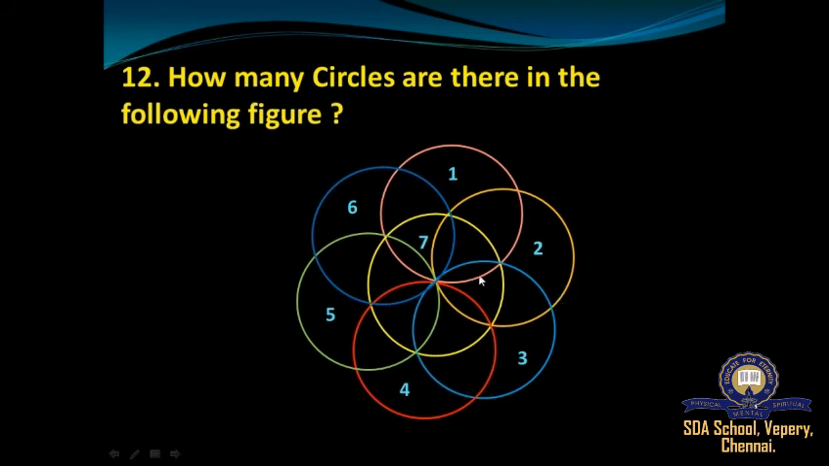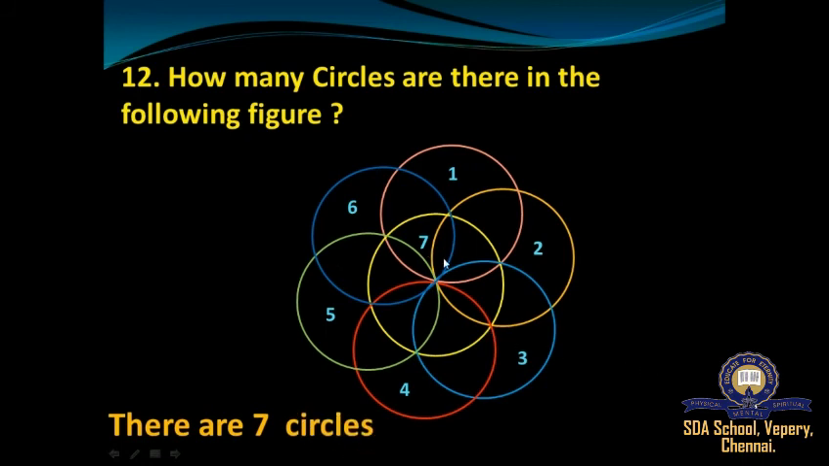Okay, so the pink color one is one circle, the orange is one circle, the blue color is one circle, the red color is one circle, the green color is one circle, and the dark blue is one circle, and the inner yellow color circle is another circle. Okay, so there are totally 7 circles.